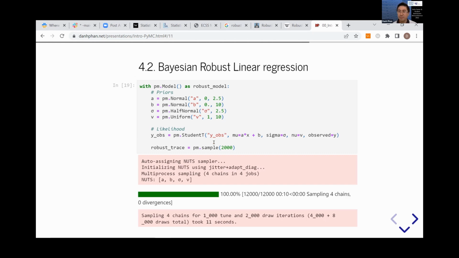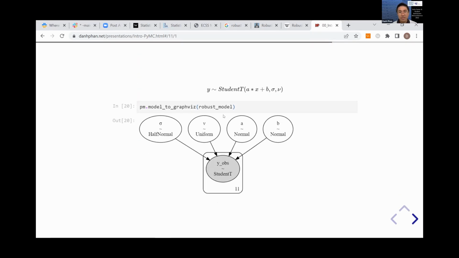After that we do the same process. We can sample it and visualize it. The model now looks like that: Y equals Student T, AX plus B, and we have one other parameter, nu, here.